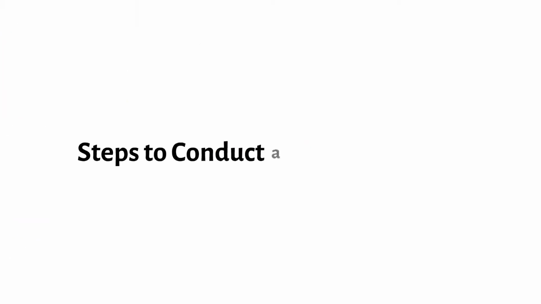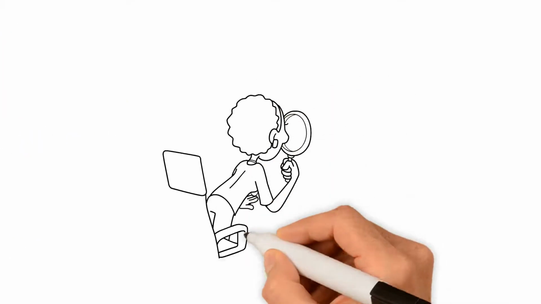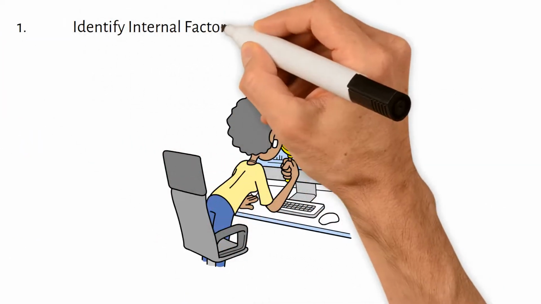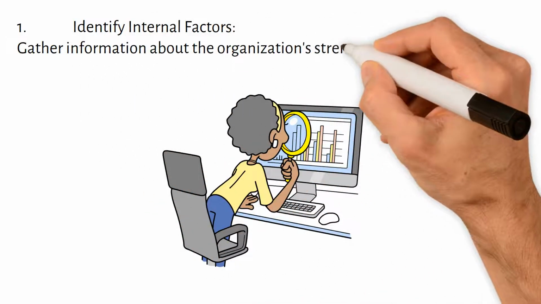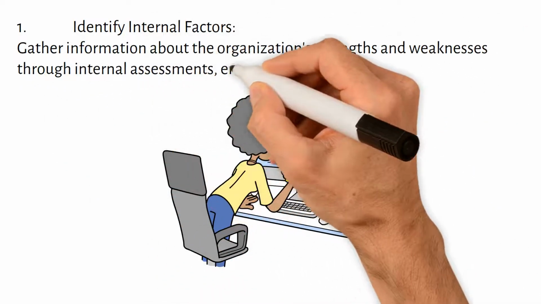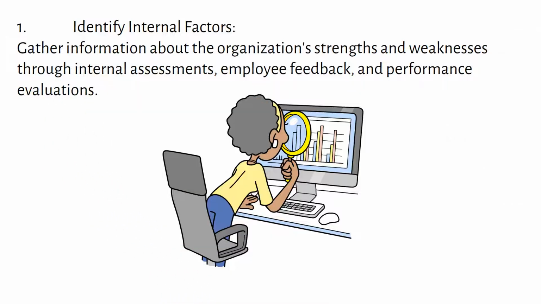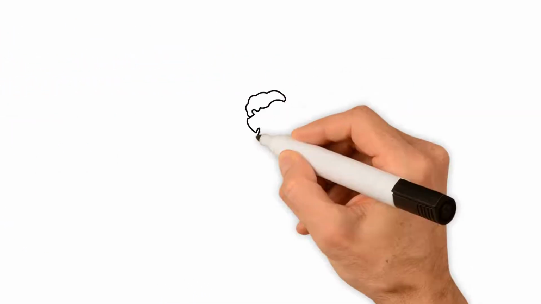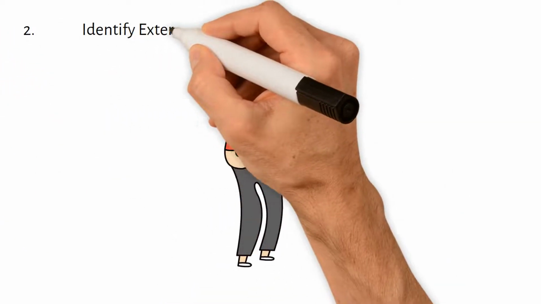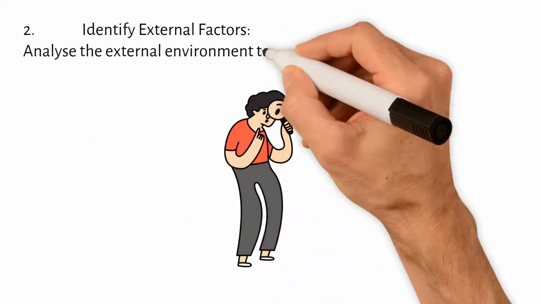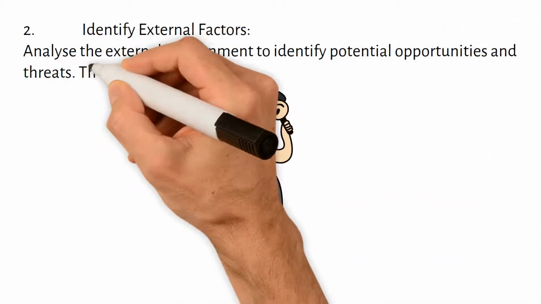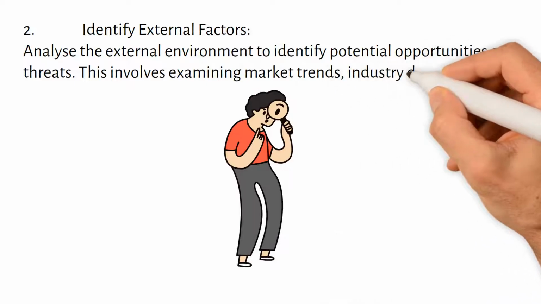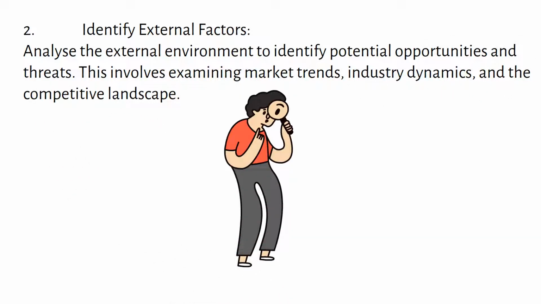Steps to conduct a SWOT analysis. 1. Identify internal factors. Gather information about the organization's strengths and weaknesses through internal assessments, employee feedback, and performance evaluations. 2. Identify external factors. Analyze the external environment to identify potential opportunities and threats. This involves examining market trends, industry dynamics, and the competitive landscape.